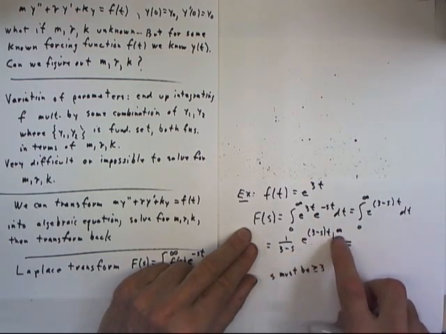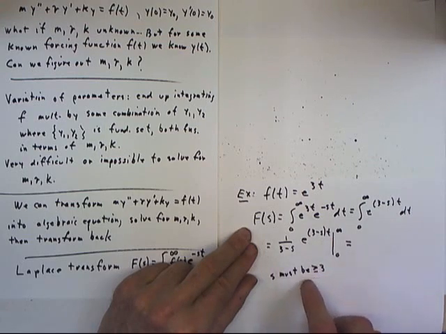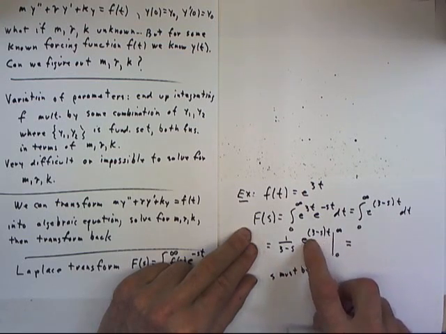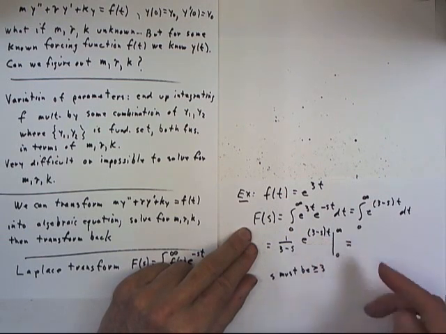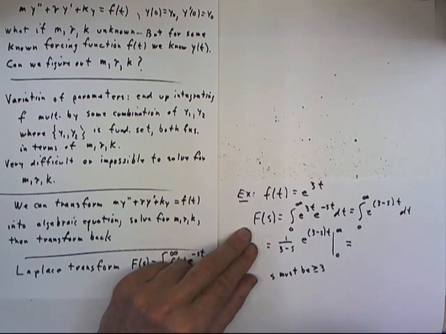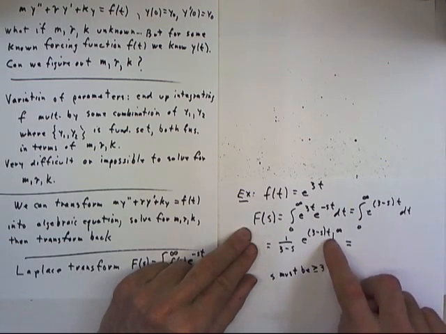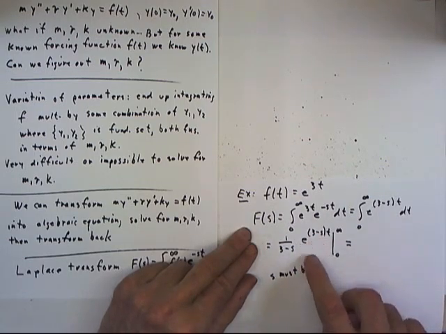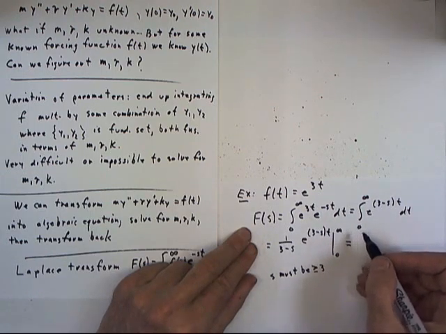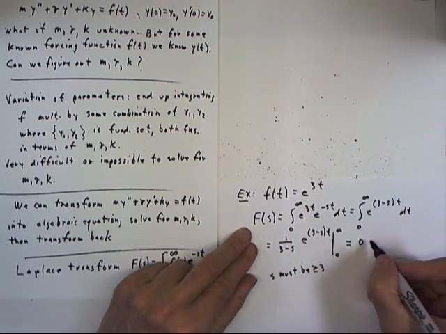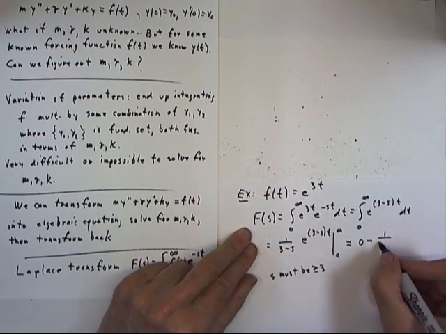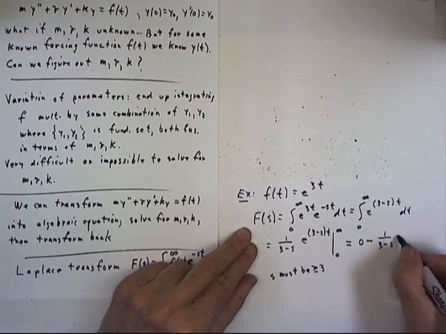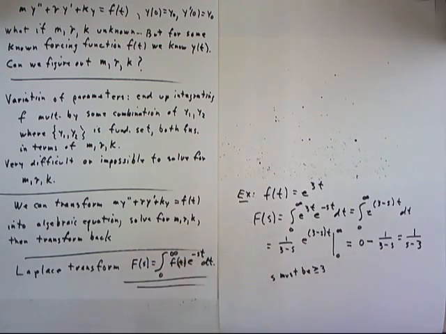But we see that, okay, the limit at infinity, as long as s is bigger than 3, we have a negative multiple of t, and e to a negative multiple of t approaches 0 as t approaches infinity. Now at t equals 0, of course, we get e to the 0, which is 1. So what we get is 0 minus 1 over 3 minus s, which is 1 over s minus 3.